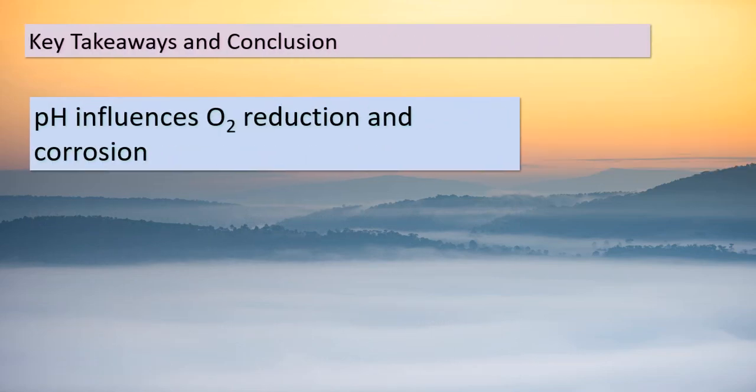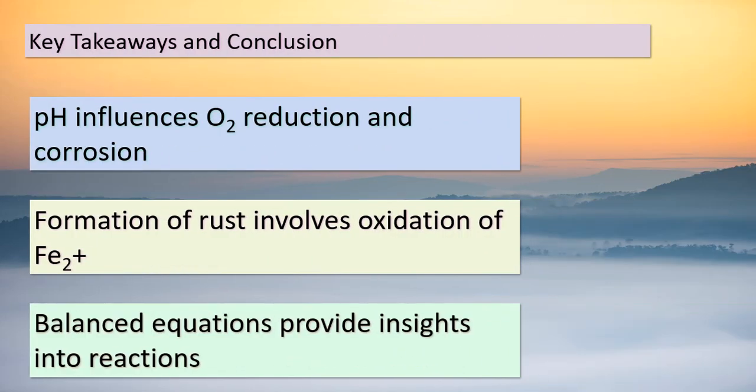Well done, dear students. We've journeyed through the intricacies of pH, oxidation, and corrosion. Let's quickly recap the key takeaways from our exploration. We learned how pH levels influence the reduction of oxygen and, consequently, the favorability of corrosion. The transformation of Fe2+ ions into Fe3+ ions at the anode leads to the formation of rust. Balanced equations give us a window into the magic of chemical transformations.